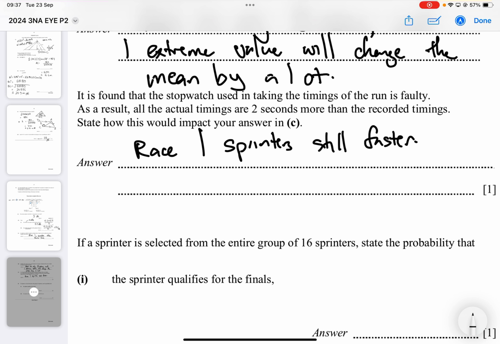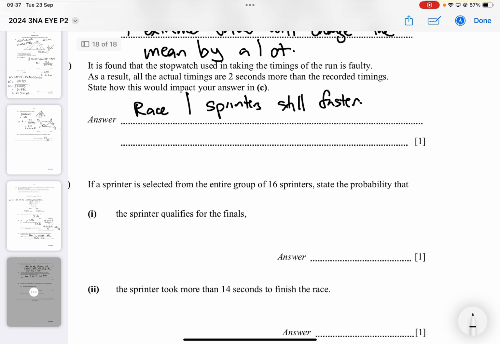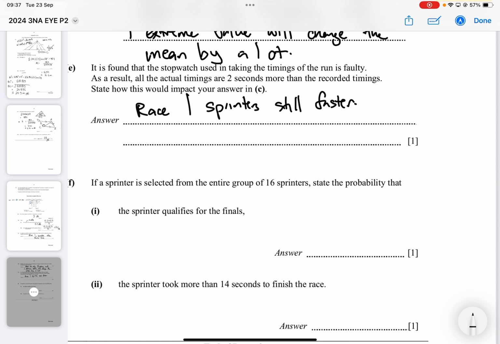No, I rushed out. I forgot. Can I go toilet? Go. Okay.